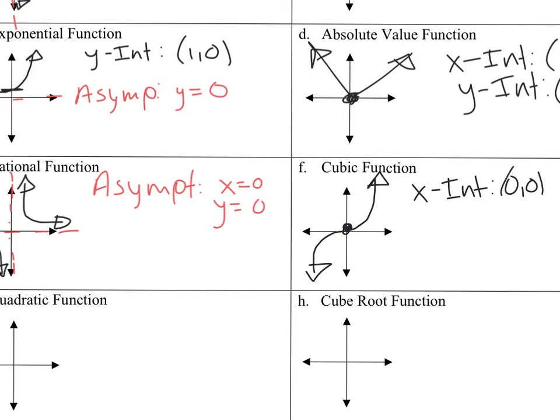Good, 0, 0. And then what's the y-intercept? Very good. And another way to talk about the intercepts is that it's at the origin, right? Does that make sense? So be aware that that's another way we could describe it, is at the origin.